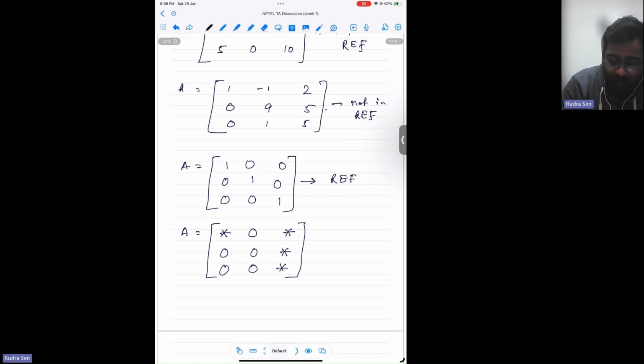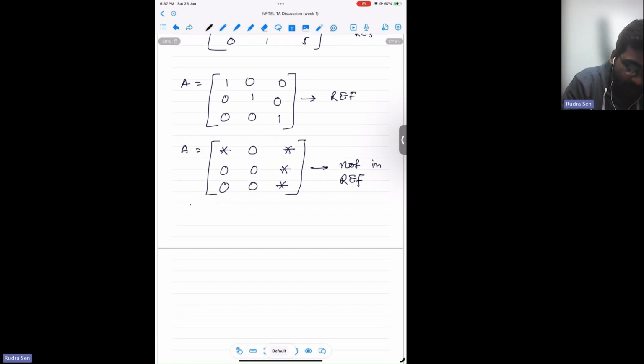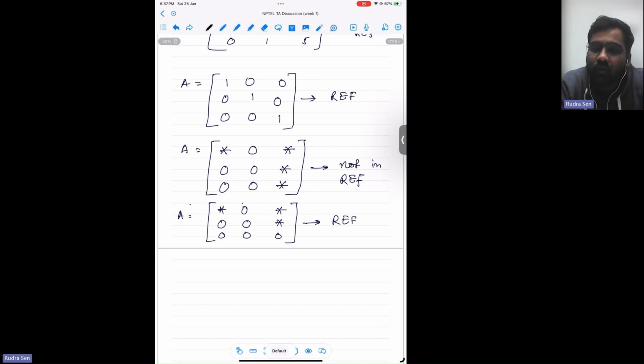So this is also not in row echelon form. This is also not in row echelon form. But if we convert this matrix, or if we say this matrix, this is a row echelon form matrix. This is a row echelon form matrix.